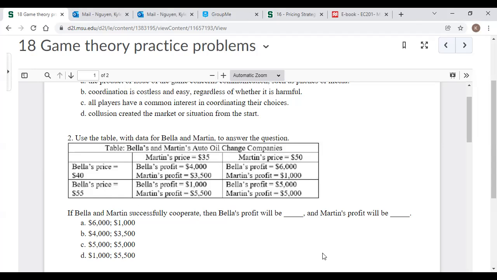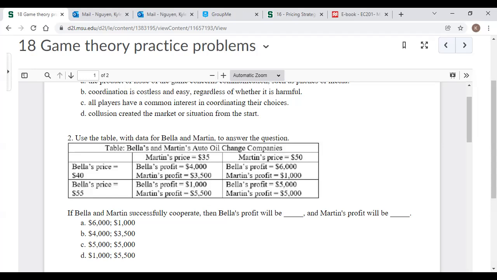So with that in mind, remember, if both parties do the exact same action, it can only be this square or this square. Because think about it. If they do this square, that means Martin raised his price while Bella lowered hers. And then in this square, Martin lowered his while Bella raised hers. So basically, if you remember what a coordination game is, just remember it can only ever be the upper left or the bottom right square, because those are the only 2 times where both players do the exact same thing.